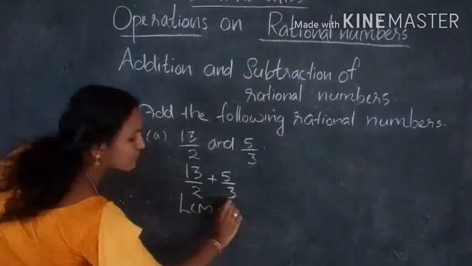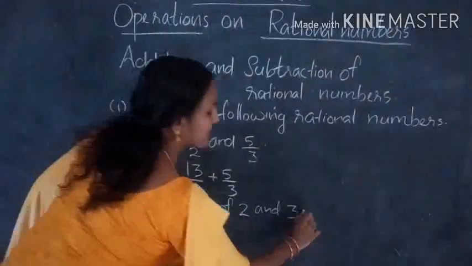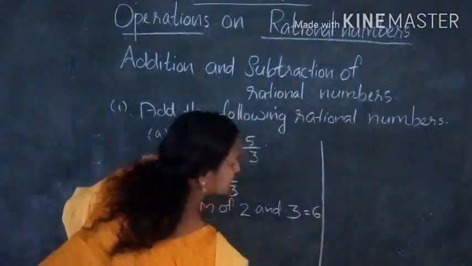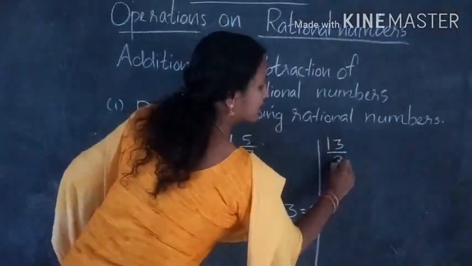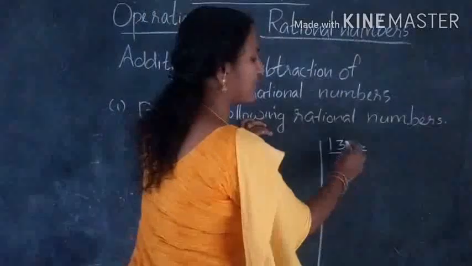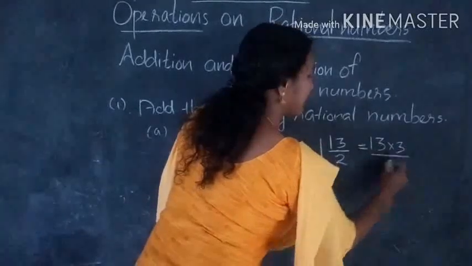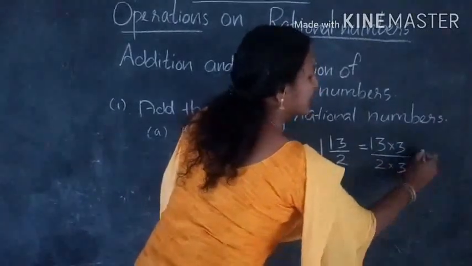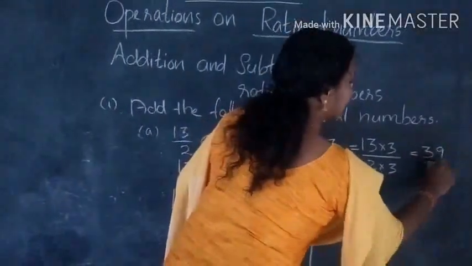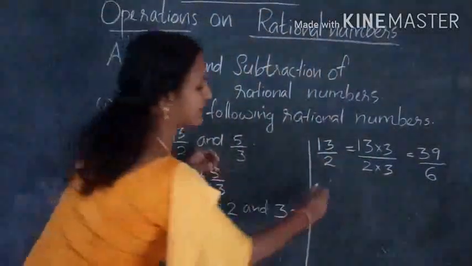LCM of 2 and 3. What is the LCM of 2 and 3? 2 into 3 is 6. So 13 by 2 is equal to, how many 2s are in 6? 3 2s are 6. So multiplying the numerator and denominator by 3. 13 into 3 divided by 2 into 3 is equal to 13 3s are 39 divided by 2 3s are 6, 39 by 6.